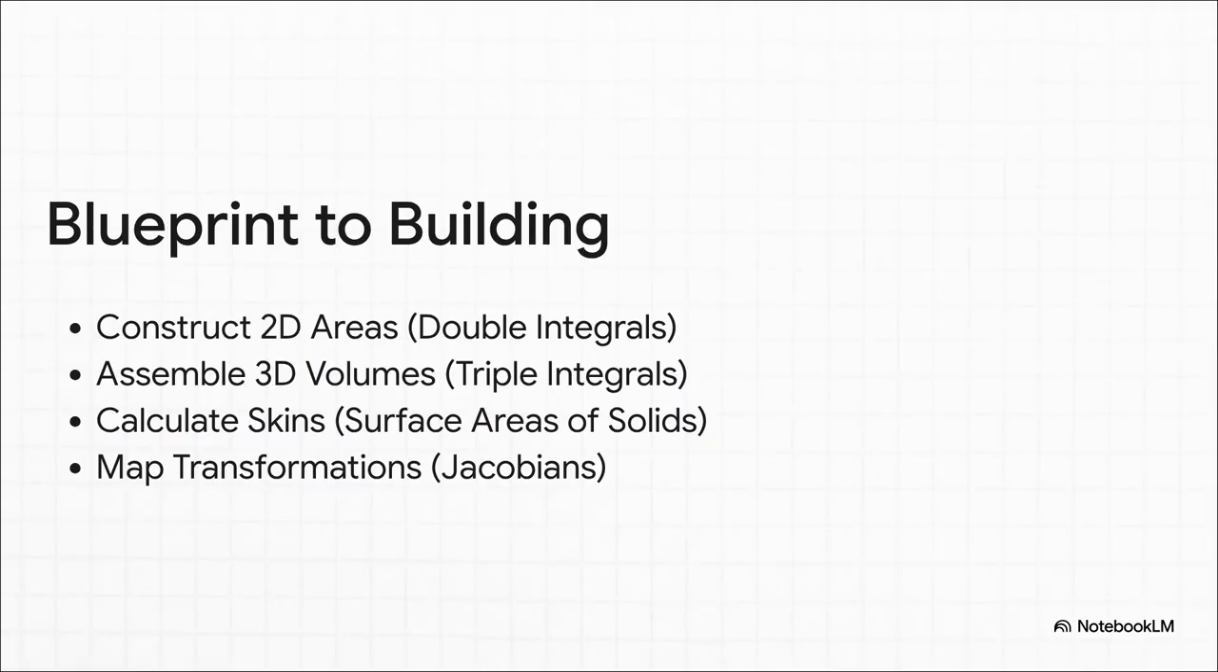And check out the kind of heavy lifting it can do. Using double and triple integrals, we can calculate the exact square footage of a weirdly shaped floor plan, or the total volume of air inside a concert hall. We can even figure out the surface area of complex shapes, like exactly how much glass you'd need to cover a geodesic dome. This is all about building real, measurable things.